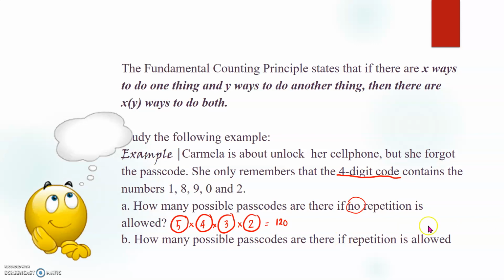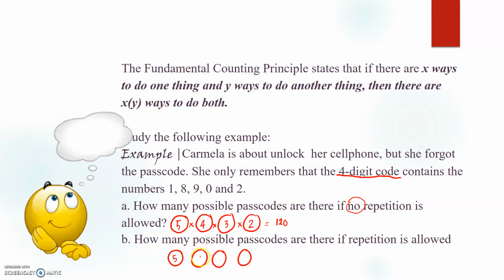So here we still have a 4-digit code, so let's represent our digits into circles. Okay. Now, for the first digit, how many possible options do we have? Okay, we can have 1, 8, 9, 0, and 2. So we have 5 possible options for the first digit.